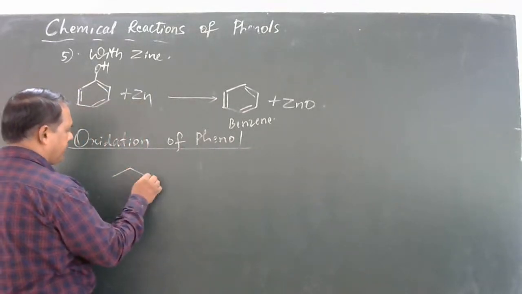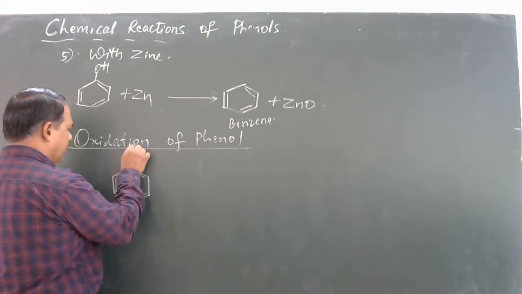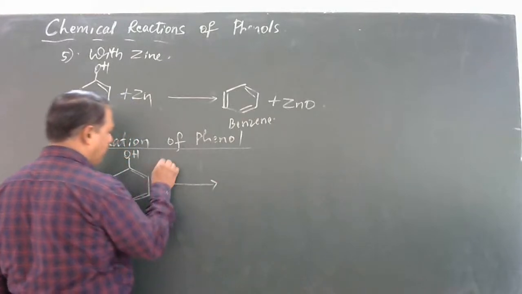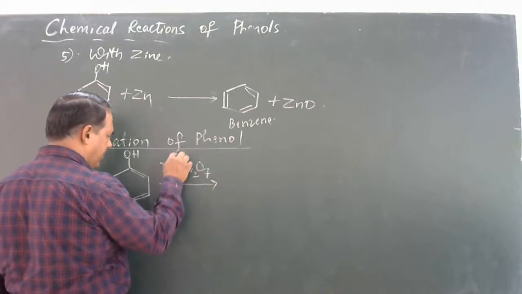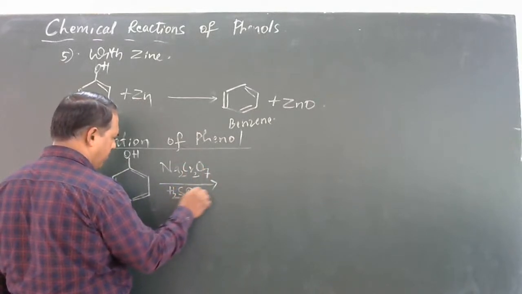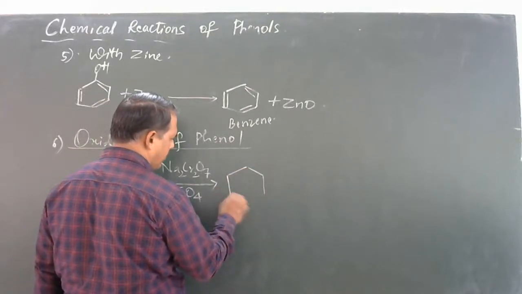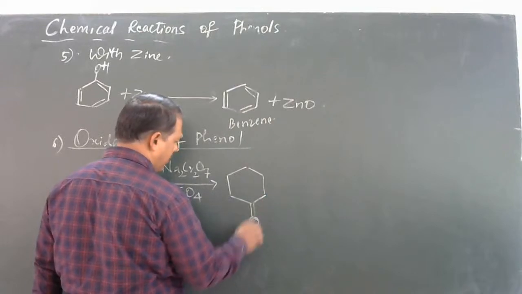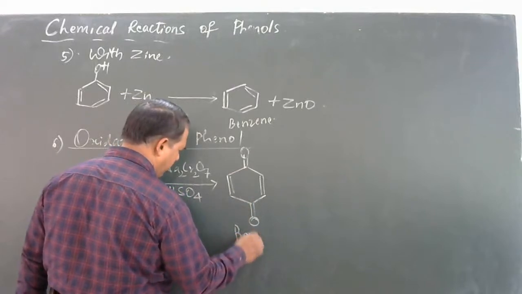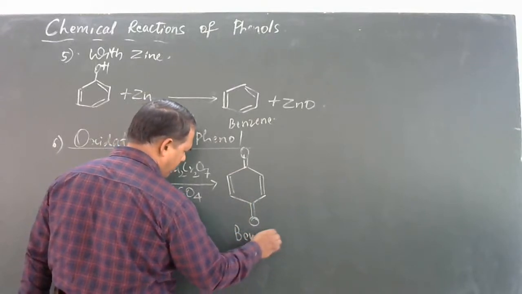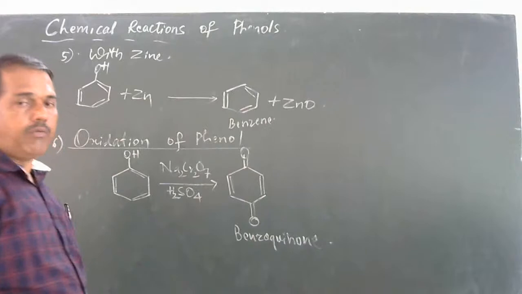See, when phenol is oxidized in the presence of sodium dichromate, Na2Cr2O7, acidified with H2SO4, we will get benzoquinone. A special reaction: two ketonic groups are attached here, which is called benzoquinone. Are you clear? Very, very important.